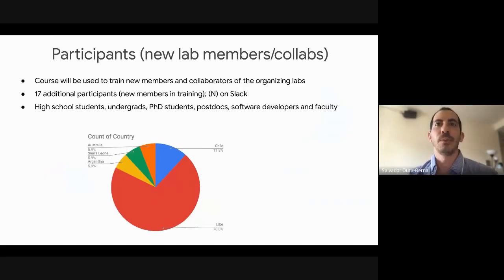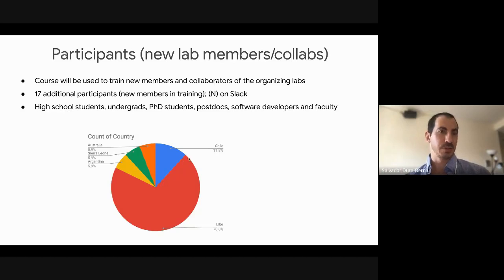And we also have, in the course, some new members of the different labs that are organizing the course, and some collaborators that we were hoping to train on the methods and tools that we use. So we decided that this was a great opportunity for training them, and so we have included them here in the course. Those are 17 additional participants that you will see with the N on Slack. And these, again, range from high school students, undergrads, PhD students, postdocs, some software developers, and some faculty.